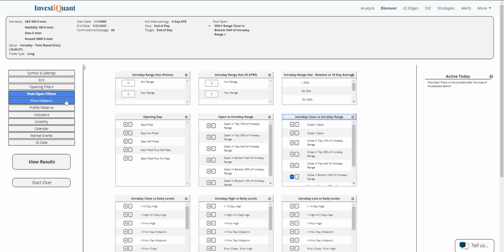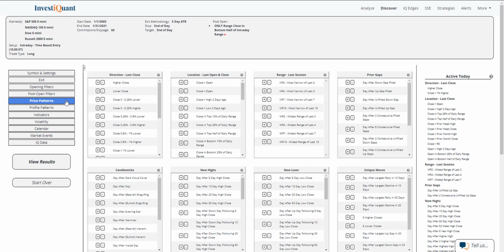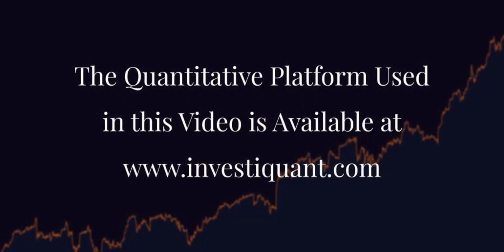Next, I'm going to go into the price patterns library. This is where I can put some context around yesterday's action. This is where I can say yesterday was a 52-week high close. And if I just scroll down a little bit here in this new highs section, I can grab that piece of information right down here. Day after 52-week high close. It's also available here in the active today section as well. And then now I can hit view results.